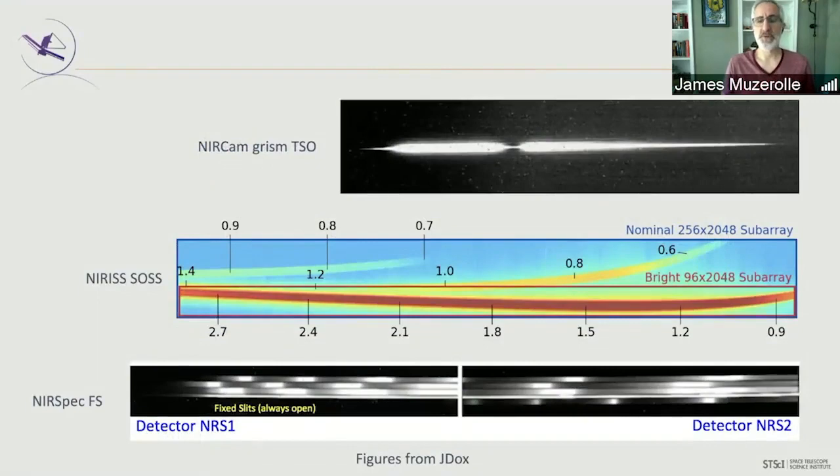Just to show you a few examples of what some of these data look like: at the top is an example of NIRCam GRISM TSO observation. In the middle is NIRISS SOSS. And then down below is NIRSpec fixed slits. The top two are simulations, and the bottom is a ground-based internal lamp exposure showing all of the 5 slits and how they're imaged onto the detectors.